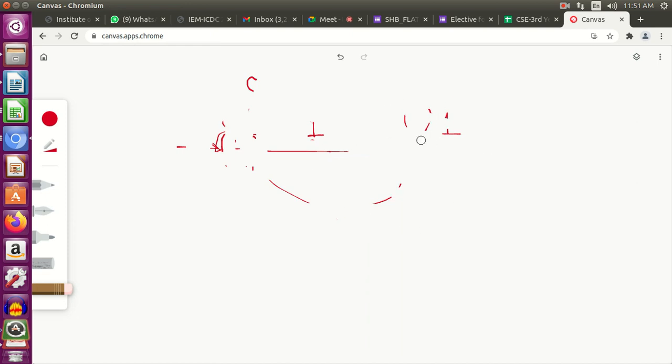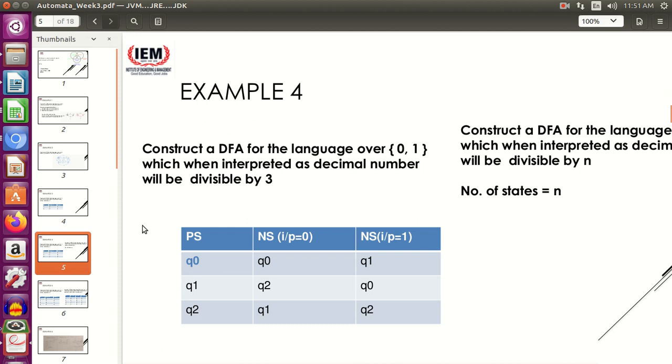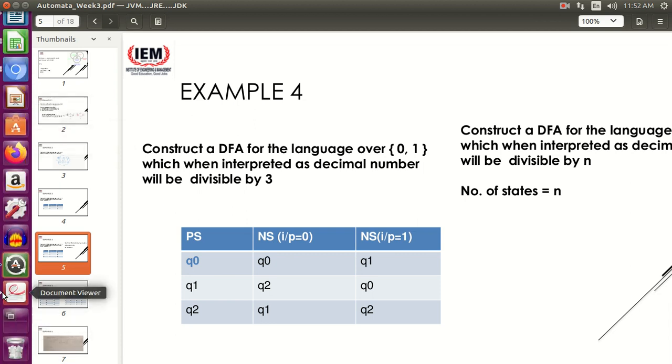Now let us expand the problem. This is the transition table for the same. You can easily check it. Now construct a DFA for a language over 0, 1, which when interpreted as a decimal number will be divisible by 3. Okay. Now here it is divisible by 3, not divisible by 2. The question is the same again. When you interpret it as a decimal number, it should be divisible by 3. So let us see how to solve this problem.